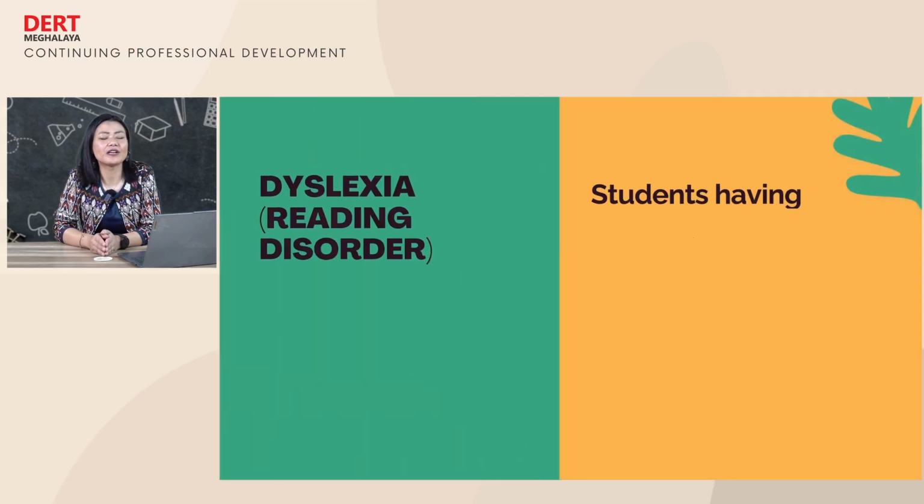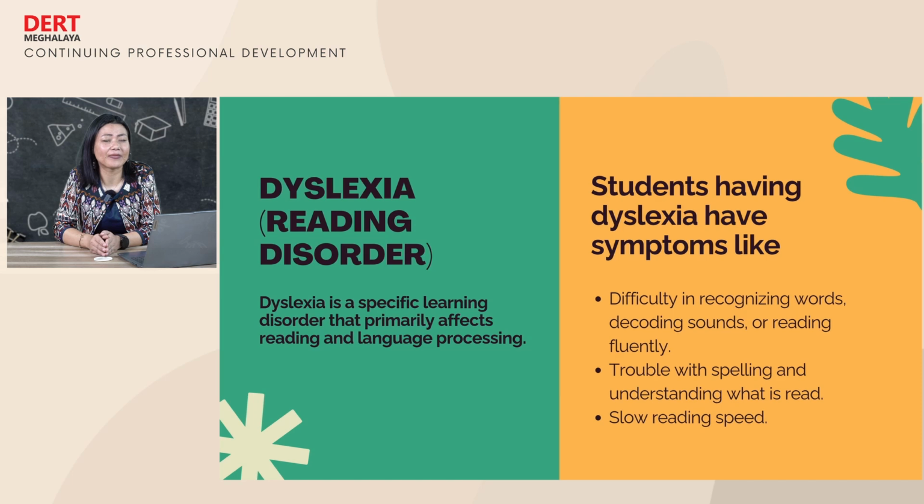Let us take a look at the first type of SLD, that is dyslexia, a reading disorder. Dyslexia is a specific learning disorder that primarily affects reading and language processing. It involves difficulty with accurate and/or fluent word recognition, decoding, sounding out words, and spelling. These challenges often result from deficits in phonological awareness, that is the ability to recognize and manipulate the sounds of spoken language.